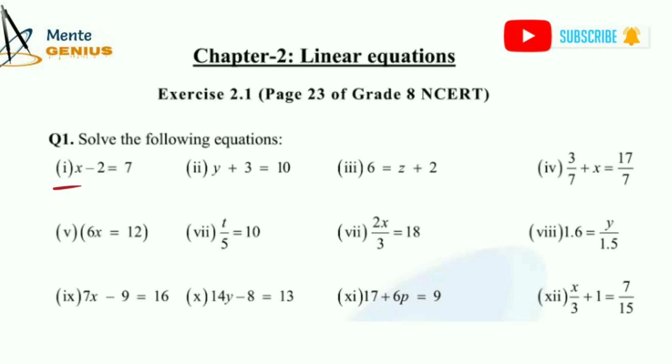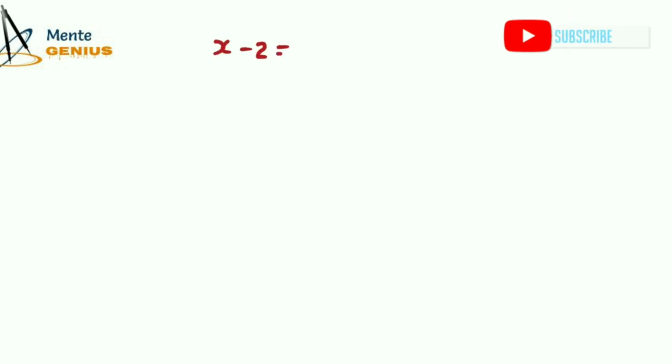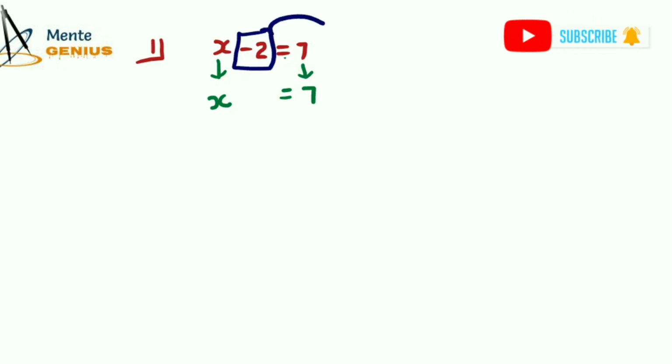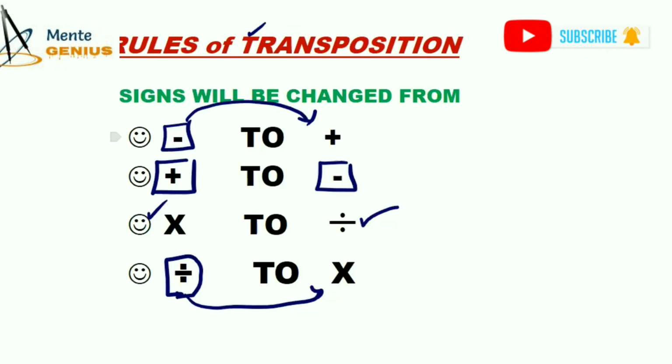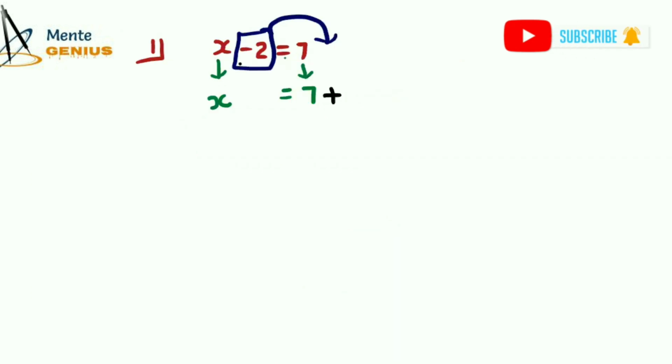Let us solve question number 1, which is x minus 2 is equal to 7. We just keep x, the variable, in its place. The equal to sign will be in its place, and 7 will be in its place. We need to transpose the term minus 2 to the other side of the equal to sign, so that we can have the value of x. This is negative, and according to the rule of transposition, the negative sign will be converted to positive. Now this will be converted to plus 2. The value of x we will have is equal to 9. 7 plus 2 is equal to 9, and this is your answer.